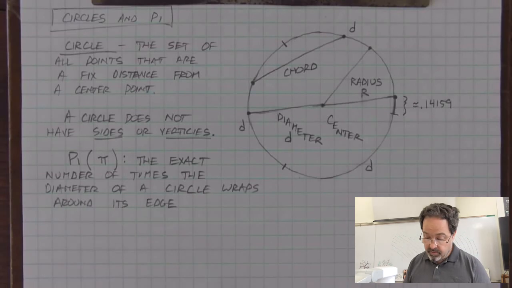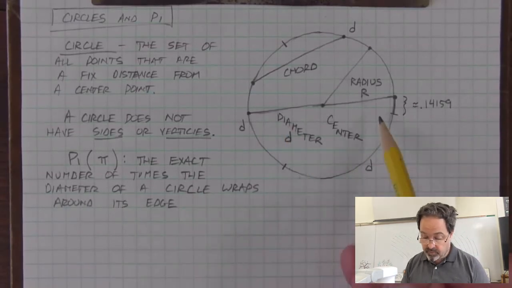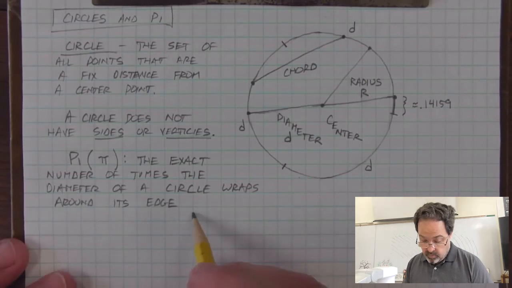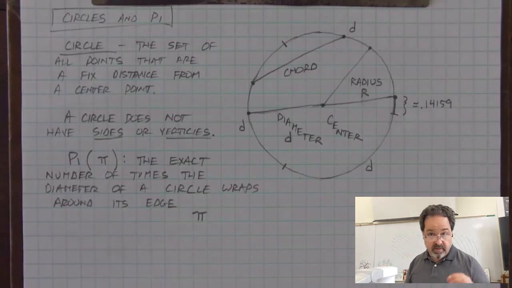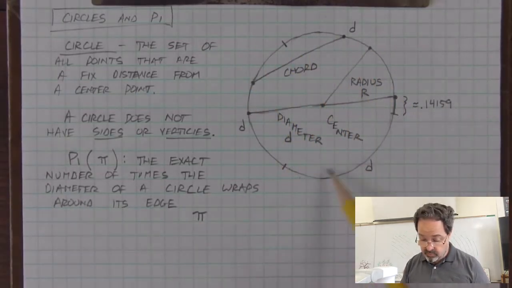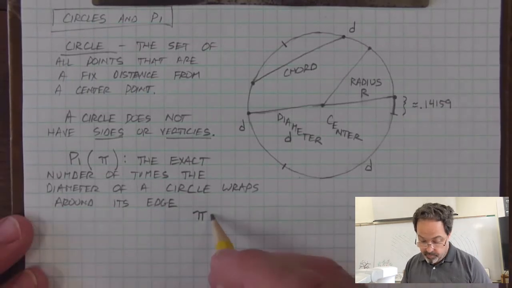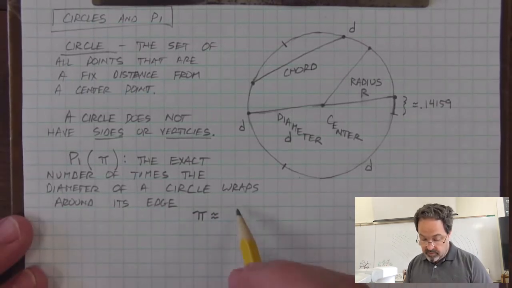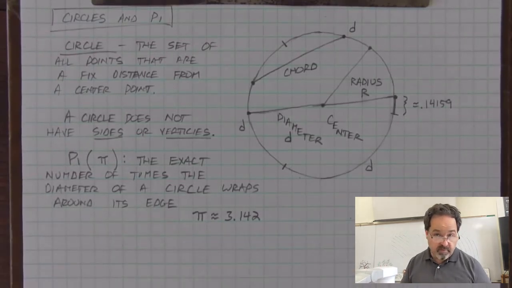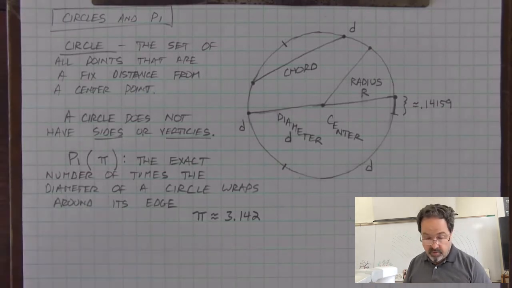And this number, because it comes from the fundamental geometry of a circle, is very useful. We use the symbol pi in our mathematics to represent the exact number of times that you can wrap a diameter around the edge of a circle. But its approximate value of 3.142 helps us convert that symbol into a number for our calculations if we want our calculations to be approximate numbers.